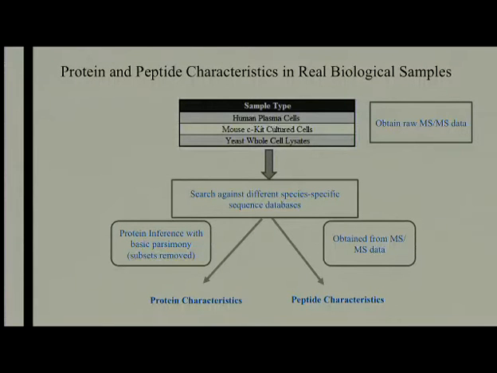So what we wanted to know is if the protein and peptide characteristics are actually similar in real biological samples as we've observed in protein sequence databases. We obtained raw mass spectrometry data from publicly available data sets of human plasma cells, mouse c-kit culture cells, and yeast whole cell lysates. We searched those against the different species-specific sequence databases that I showed you in the previous slide, and then implemented protein inference with basic parsimony logic. We removed any protein subsets to generate a final parsimonious list of proteins within our biological samples across different databases. From that, we were able to compute protein characteristics, such as the distinguishable and indistinguishable protein counts, and at the same time we computed peptide characteristics from the mass spectrometry data, like the shared and unique peptide counts.